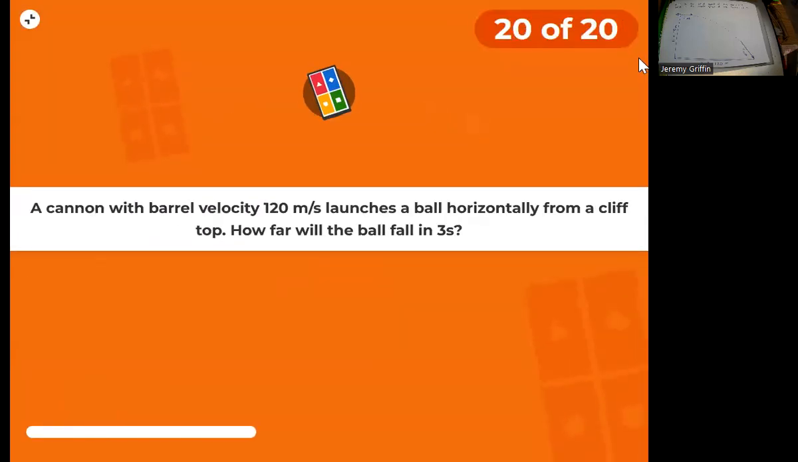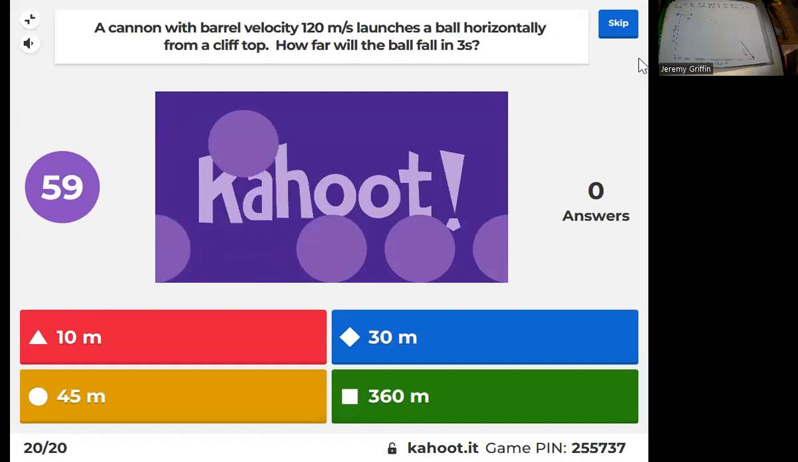Cannon, barrel velocity, 120 meters per second, launches the ball off a cliff. How far will the ball fall in 3 seconds? Go to the edge of the cliff and drop a ball. How far does it fall in 3 seconds? 1/2 g t squared. Is it 45 meters? 45 meters? Doesn't that have nothing to do with how fast it's going horizontally? You guys said 45 meters, right?